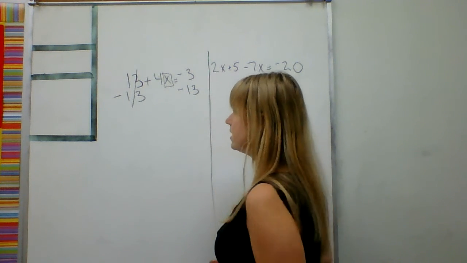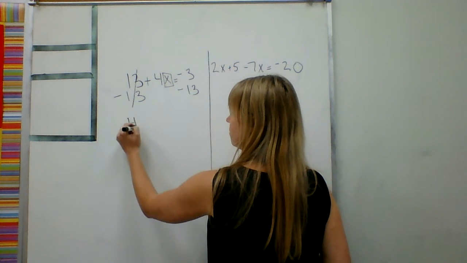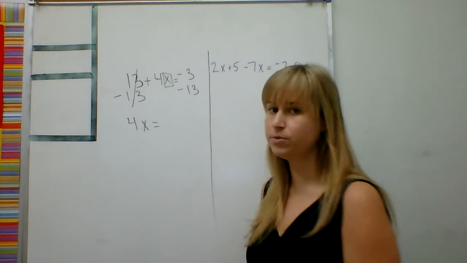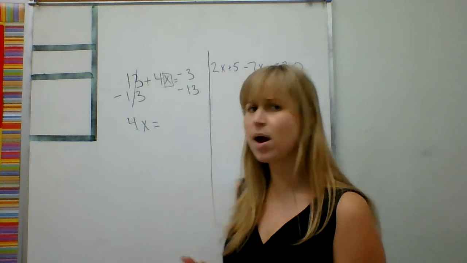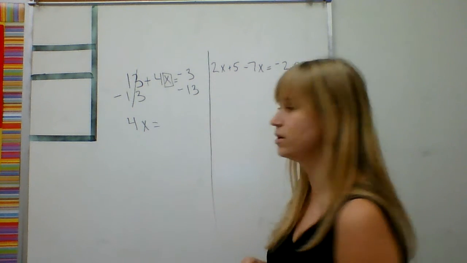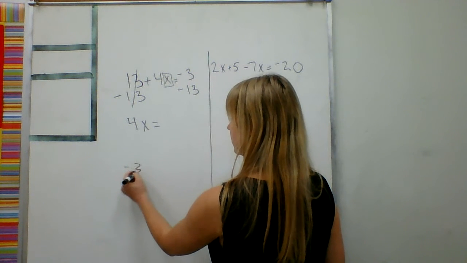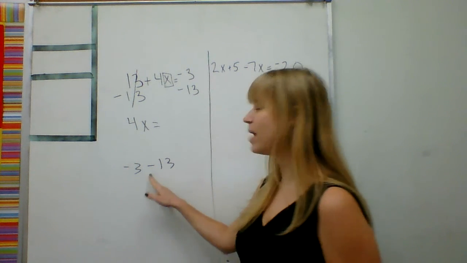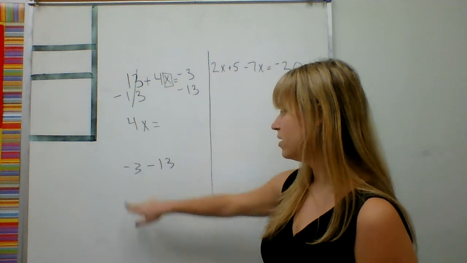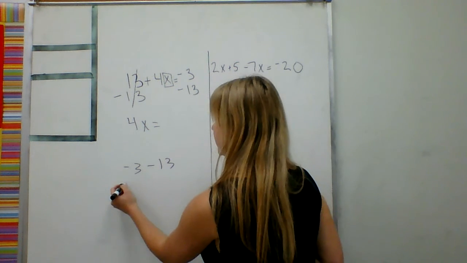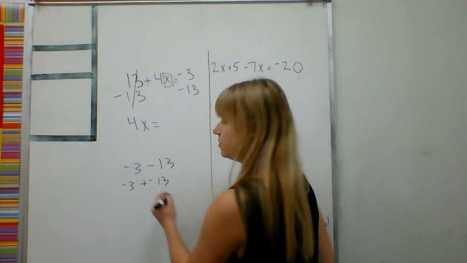So these 13s cancel out, and I have 4x is equal to, now I want to think about this because I have some negatives and positives, and it's probably not as easy as just looking and seeing the answer. So I'm going to write it out. This is the same thing as negative 3 minus 13, which is just like that fluency practice we've been doing. Another way to write this is negative 3 plus negative 13.